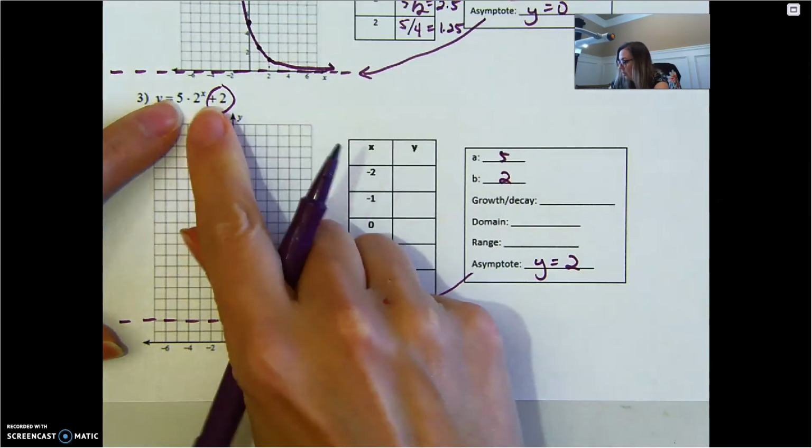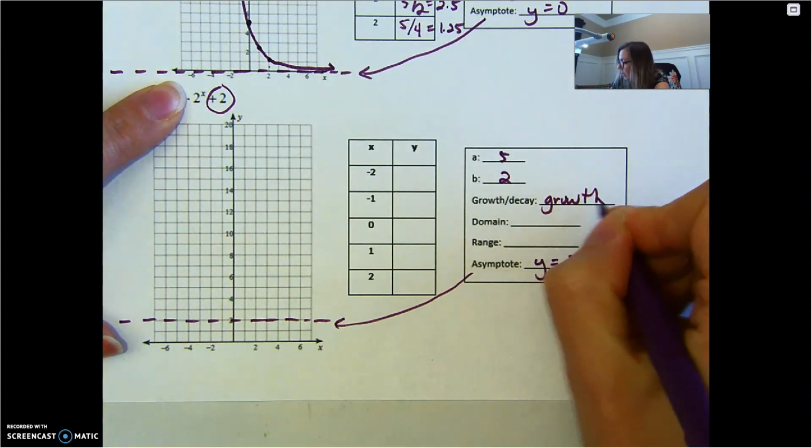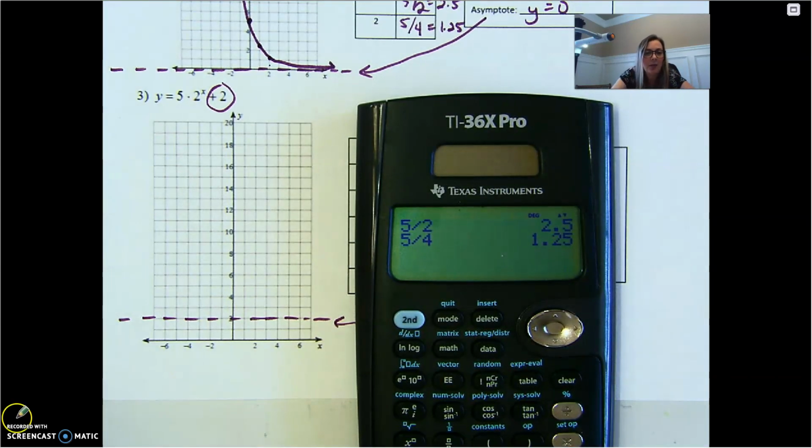All right, so back to it. Since my base is 2, that's going to be growth. My domain is all real numbers. And now I got to see what's in my calculator.